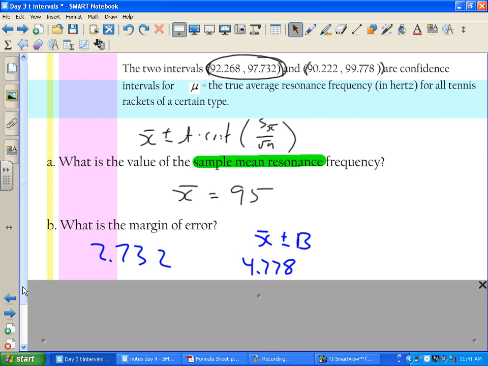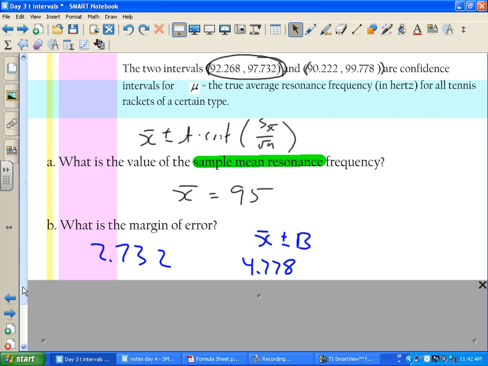Again, do you notice how the math is very easy? This is, again, how you will see a multiple choice question on the AP exam. They'll give you this information, and then it'll say, what is the value of the sample mean resonant frequency? And there are going to be 4 choices, A through E.